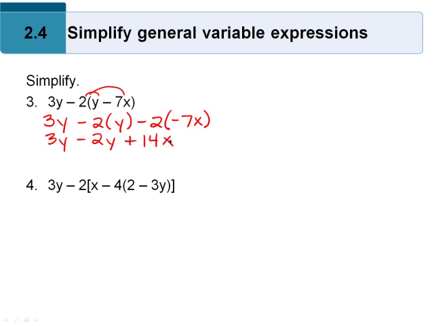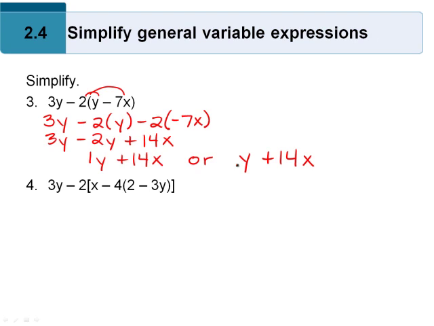Now, you have like terms on just the first two terms. 3y minus 2y, well 3 minus 2 is just 1y, plus 14x. Or you could also write your answer as y plus 14x. You do not have to write the coefficient 1 in front of that y, but it is not wrong if you do. So either way is fine. It doesn't matter.